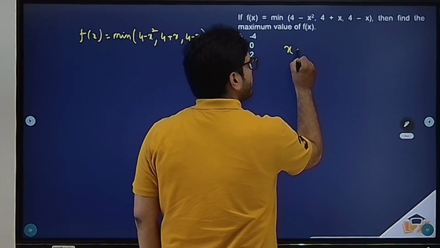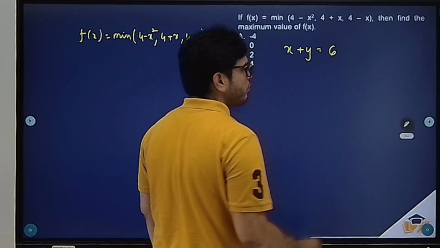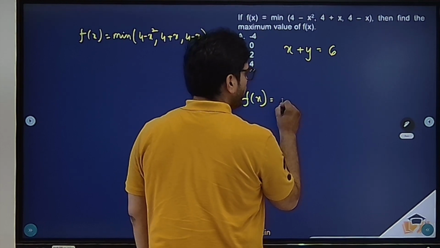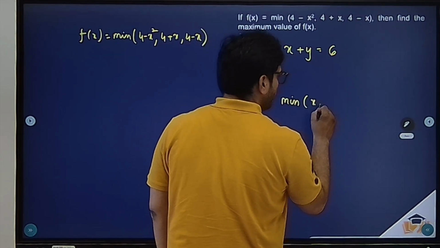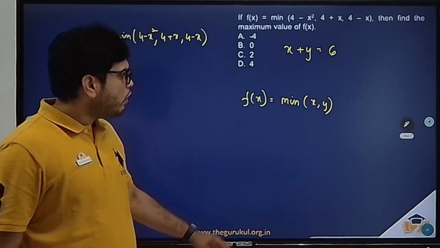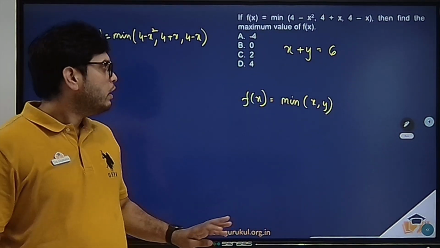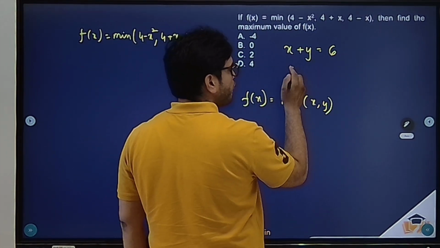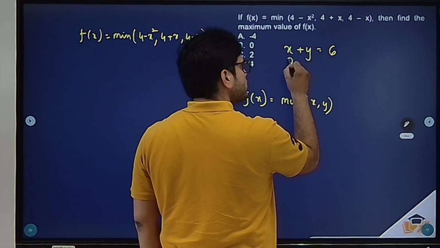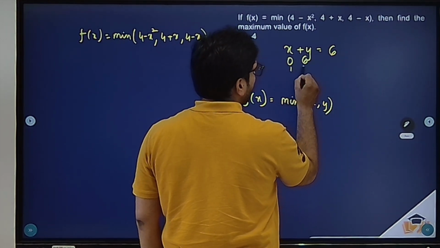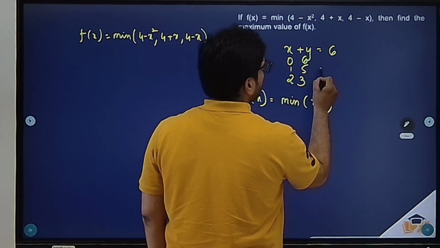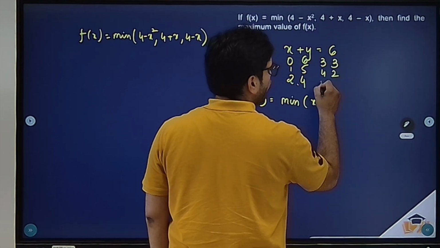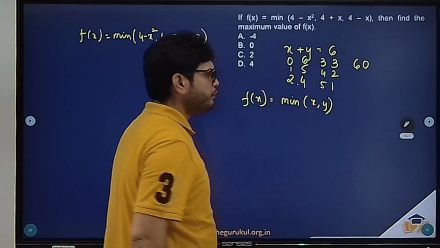Now let me tell you that x plus y is equal to 6, right? Now f of x is equal to the minimum of x comma y. Now what would be the maximum value of f of x? And let x and y be integers. Now how can I write 6 as a sum of two non-negative integers? 0 6, right? Then you have 1 5, then 2 4, then we have 3 3, then we have 4 2, 5 1 and 6 0, right?